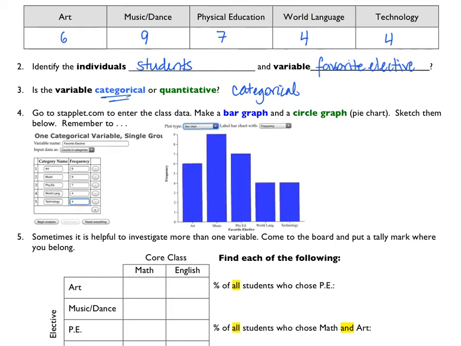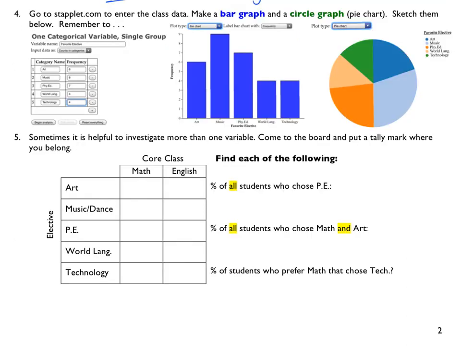And then we go back to the applet to create the pie chart so that we can draw the pie chart and see what that graph shows us. So I've inserted screenshots of the settings for the Statlet, the bar graph, and the circle graph. You should have just drawn in your bar graph and your circle graph. Let's move on to question number 5.